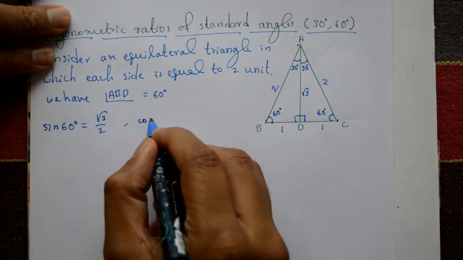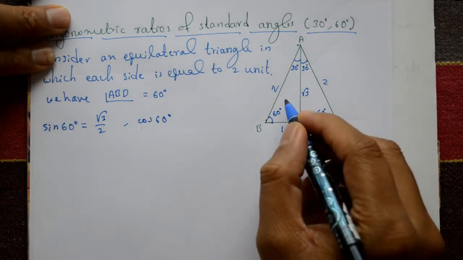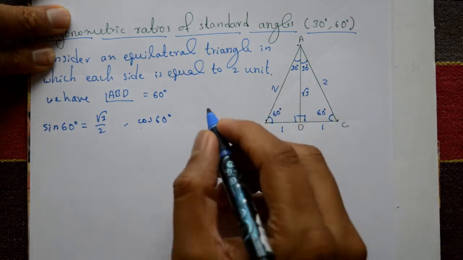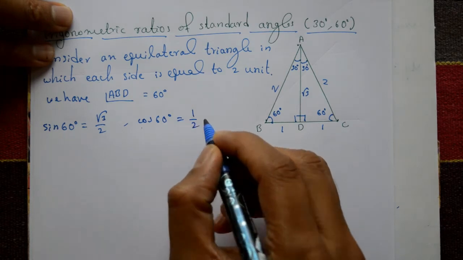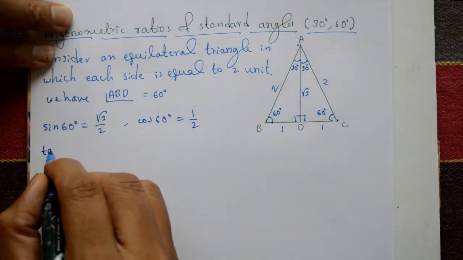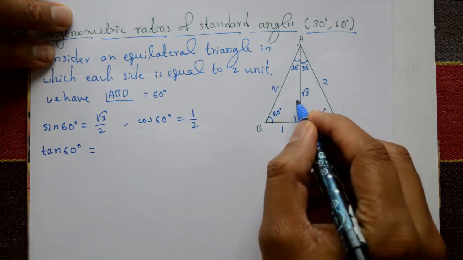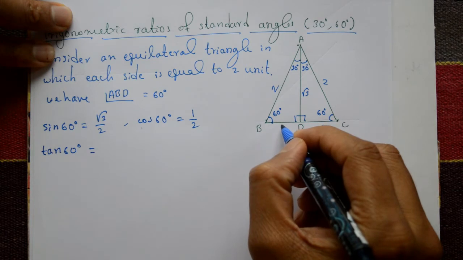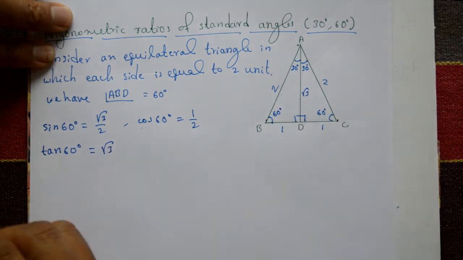Next is cos 60 degree. Cos 60 degree is adjacent side upon hypotenuse, which means 1 by 2. Cos 60 is 1 by 2. Next is tan 60 degree. Tan means opposite upon adjacent side, which means root 3 by 1, that is root 3 only.